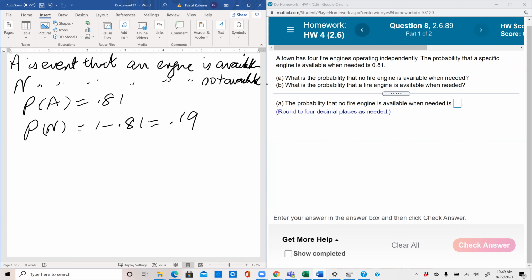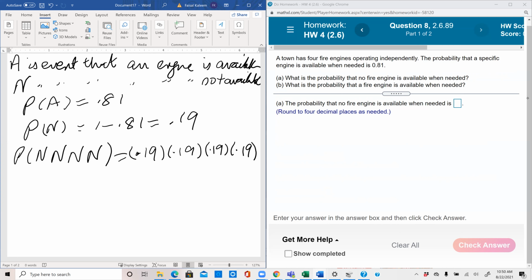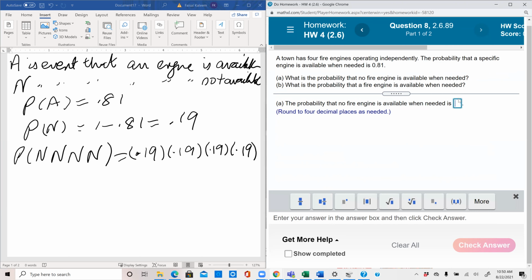When they say the probability that no fire engine is available, it means none of the 4 is available. So we want the probability that the first is not available, the second is not available, the third is not available, and the fourth is not available. This is just the multiplication rule: 0.19 for each, so it's 0.19 to the power 4. We need 4 decimal places, so I get 0.0013.